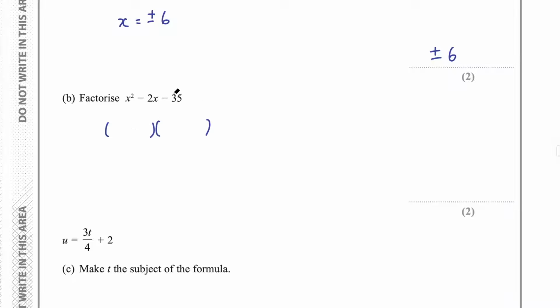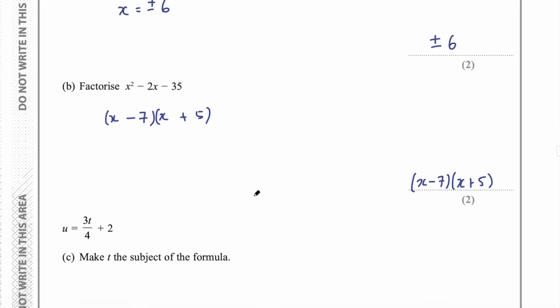And we only have an x squared, we don't have a coefficient, so we know that it'll be x and x in the front of the brackets, and then we'll have a 7 and a 5, and this needs to be a negative, the larger number, because we have a -2 in the middle there. And if we expanded those out, we get x squared minus 2x minus 35. So that's my final answer for 2 marks.